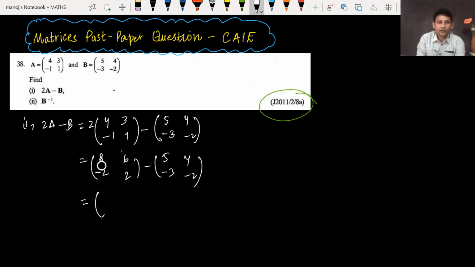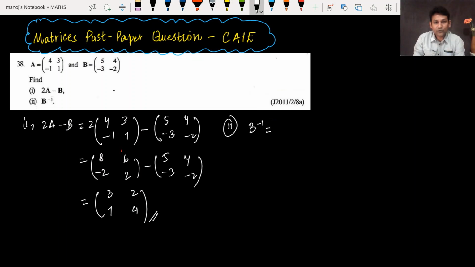Then what we are having, 8 minus 5 is 3, 6 minus 4 is 2, minus 2 and minus minus plus 3 is becoming 1, and 2 minus minus minus is plus 2, so it's coming 4, and that's your result. Okay, second part we are doing B inverse. For B inverse the formula is B inverse equals 1 upon determinant of B multiplied by adjoint B.